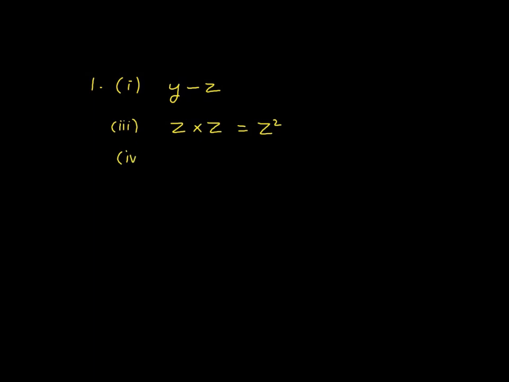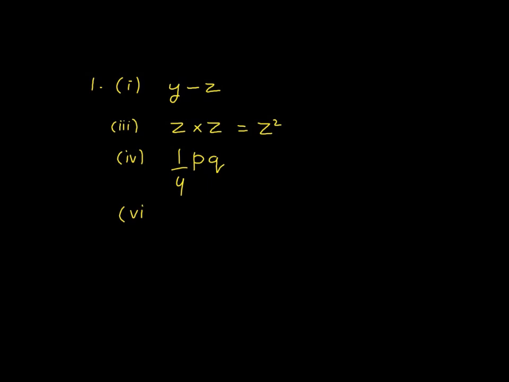The fourth part of the same question is 1/4 of product of numbers p and q. I'm taking two variables p and q. I'm taking their product p into q and 1/4 of it. So your answer will be 1/4 pq.